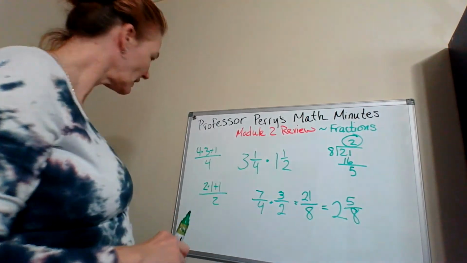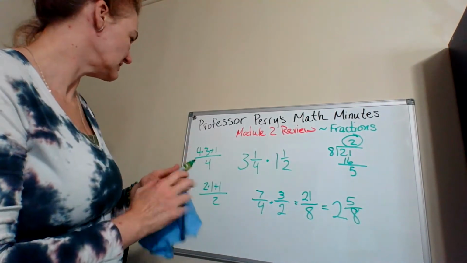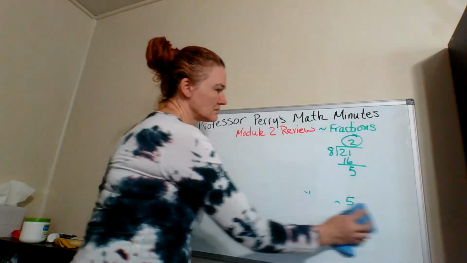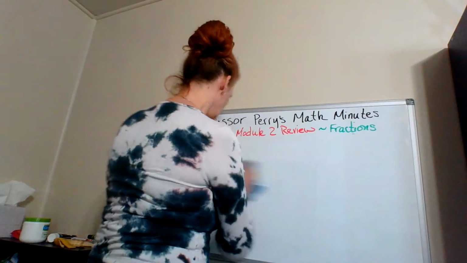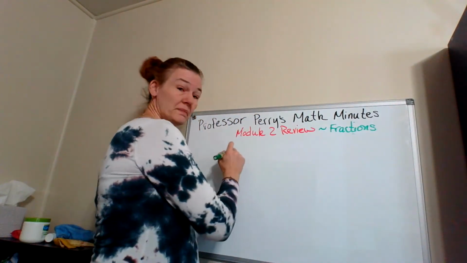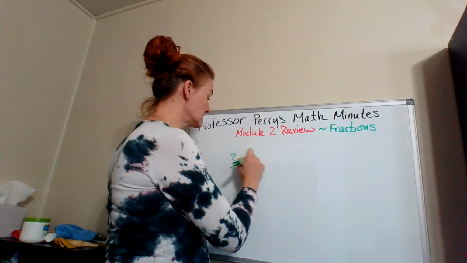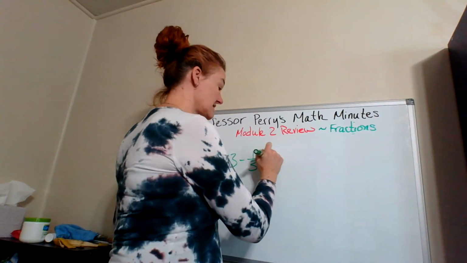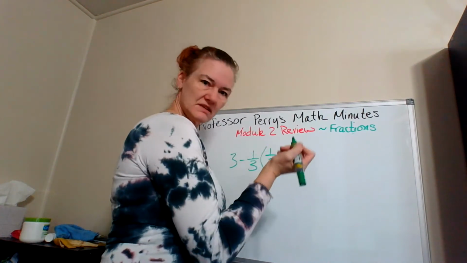fractions. Okay, then we have a mess. Let me look. I'm going to copy this off of here. 3 minus 1/3 times. This is an order of operations, and it's got fractions in. That's why I saved it for this video.